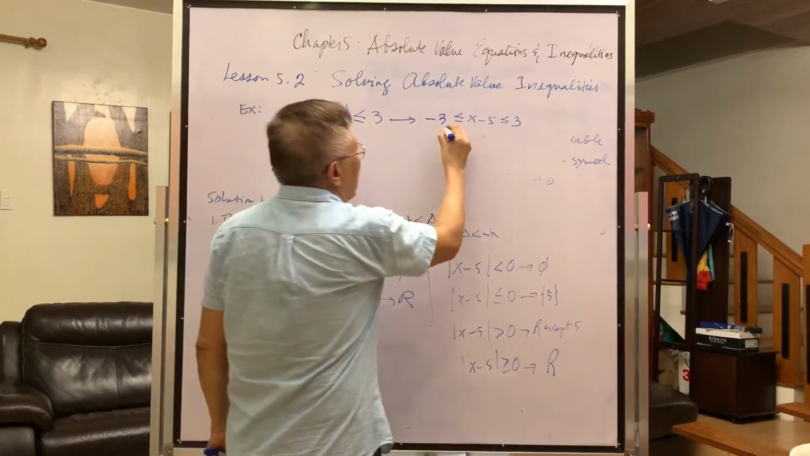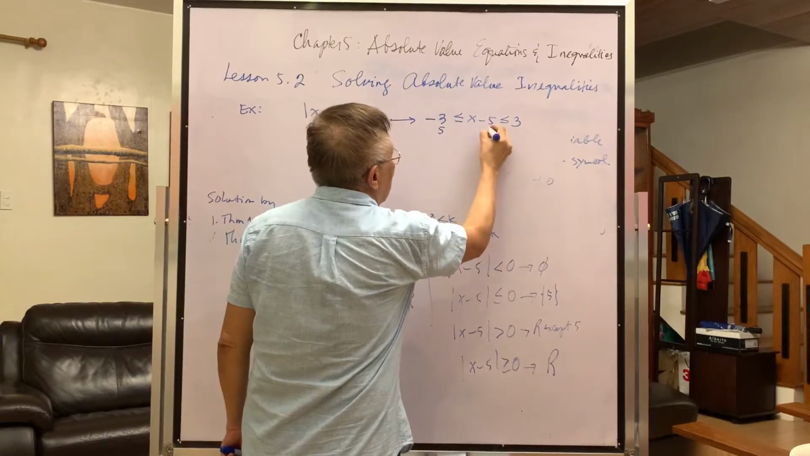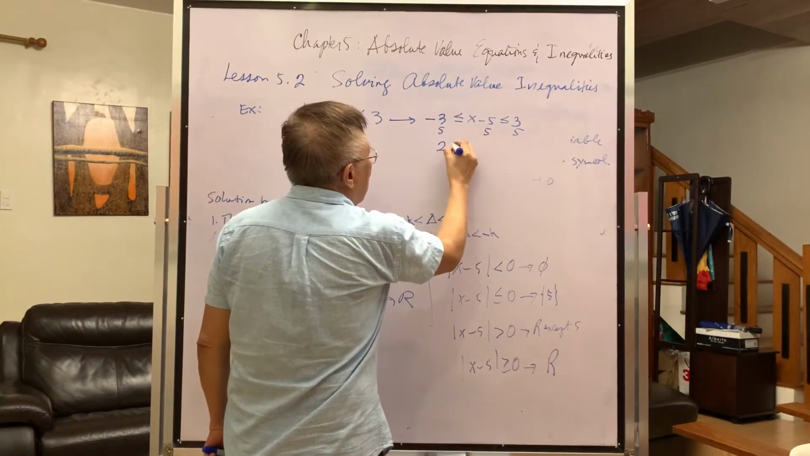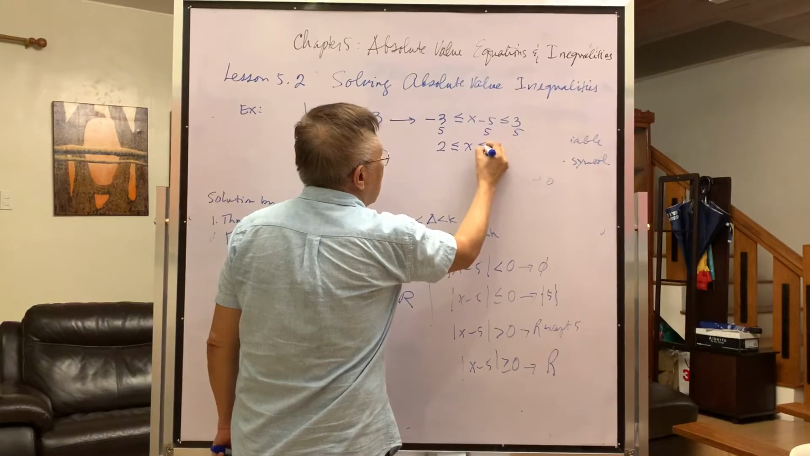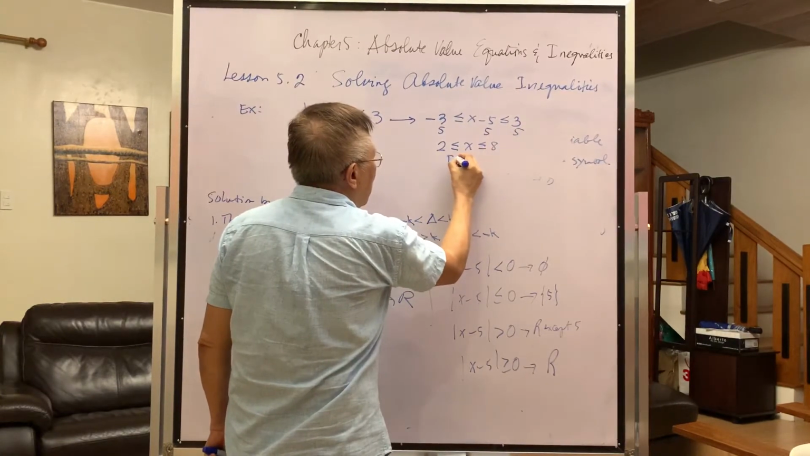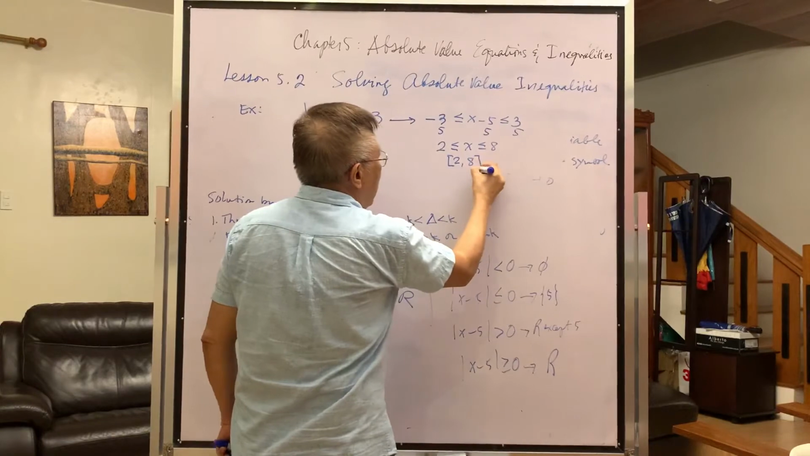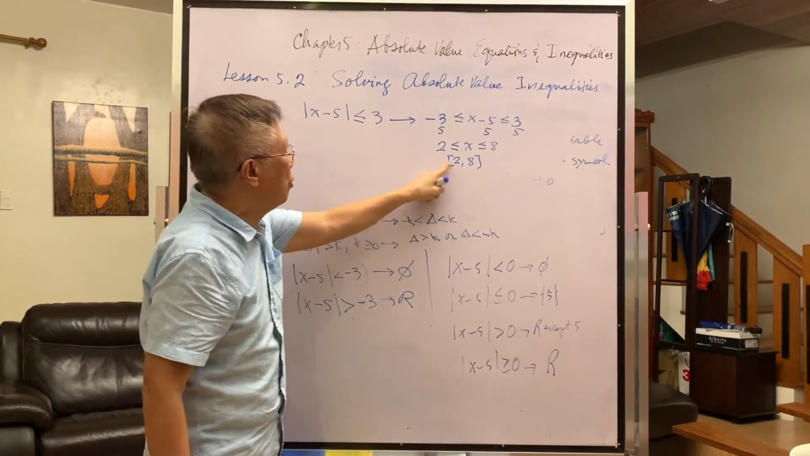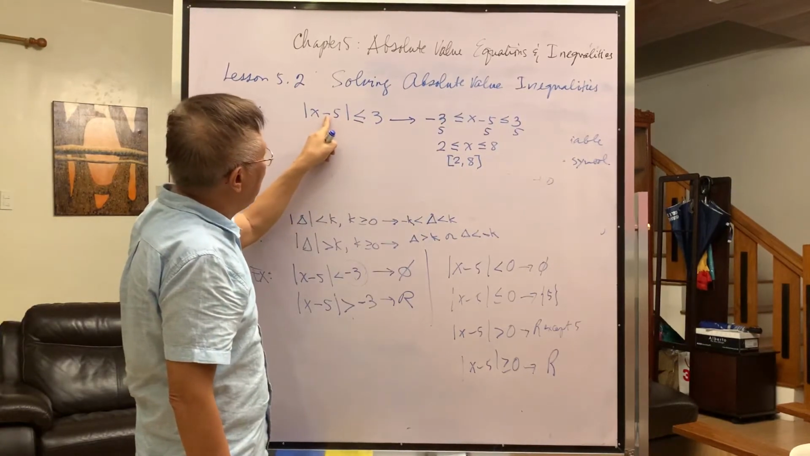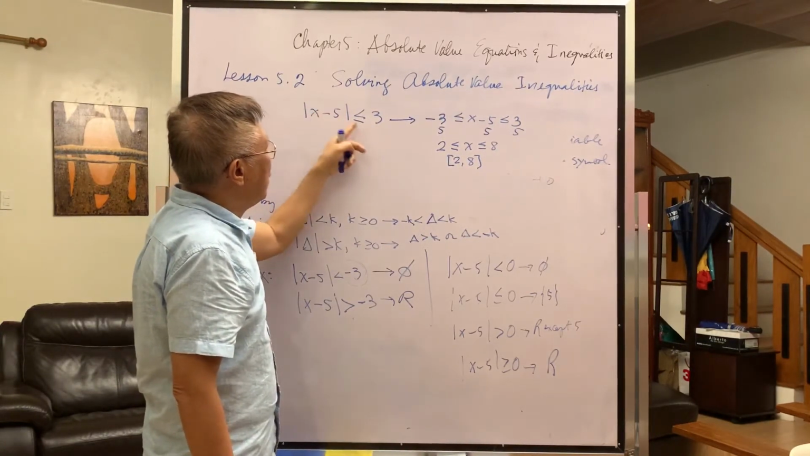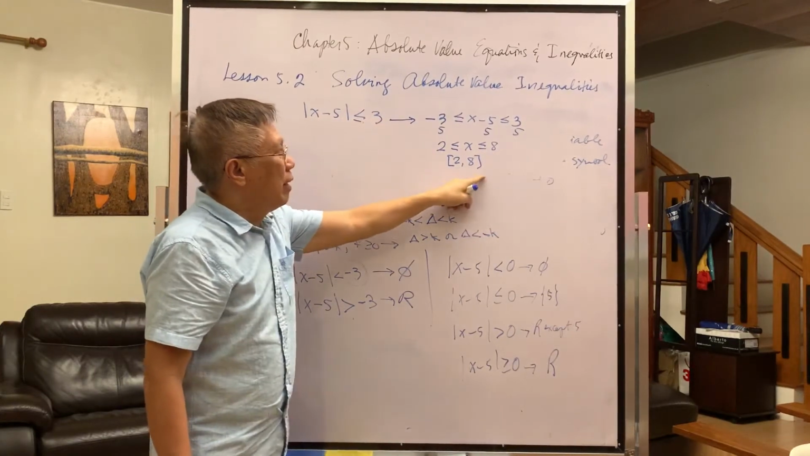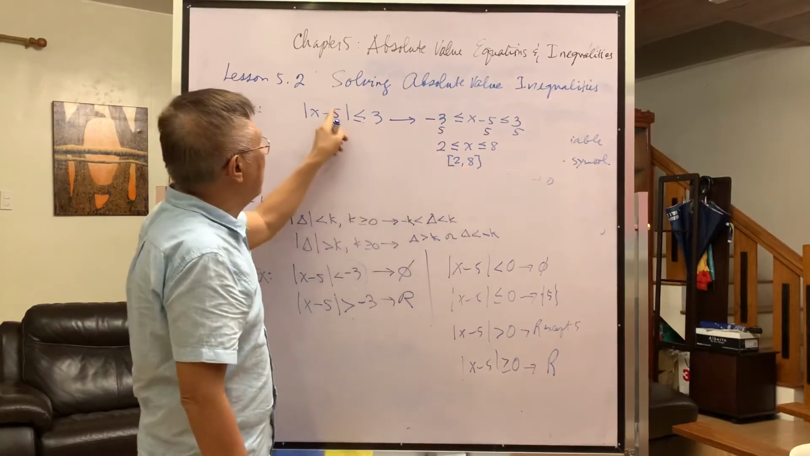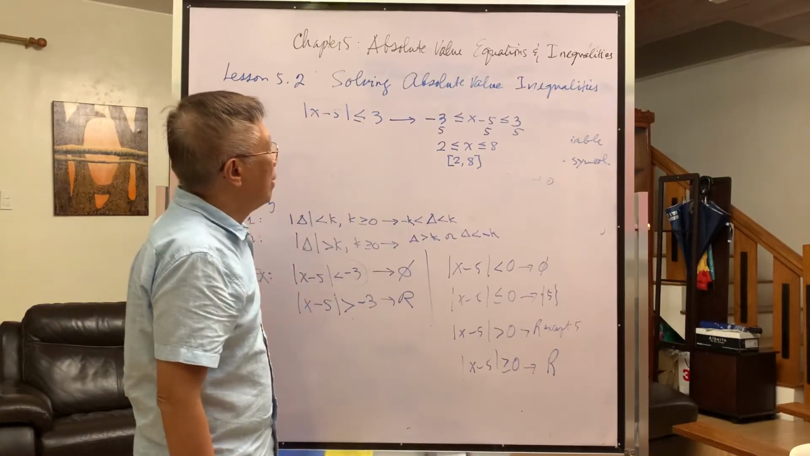How will I solve for x? I'll just isolate x here. I'll add 5 to all regions, and I will get 2 less than or equal to x less than or equal to 8. So your solution will be the closed interval from 2 to 8. Any number from 2 to 8 will satisfy this. For example, x equals 2: 2 minus 5 is negative 3, the absolute value of negative 3 is 3, and 3 is less than or equal to 3. What about 8? 8 minus 5 is 3. Any number between 2 and 8 will satisfy this as well.